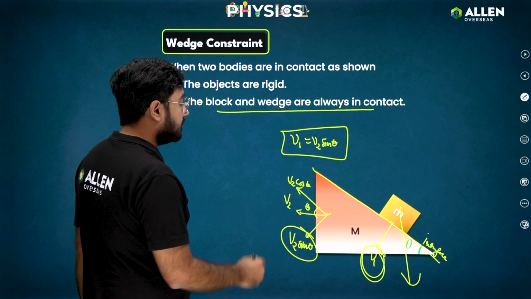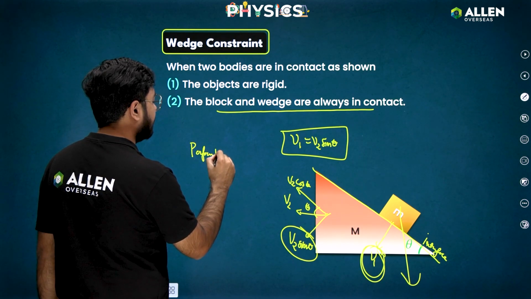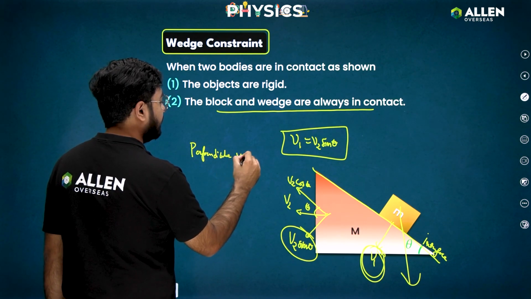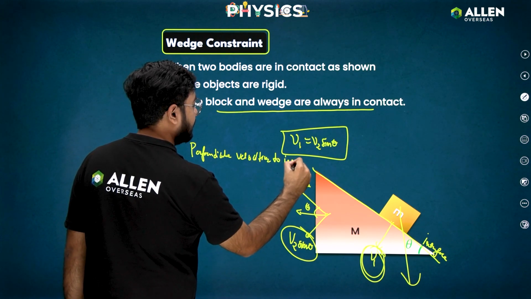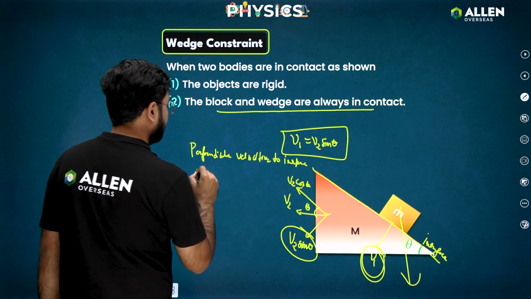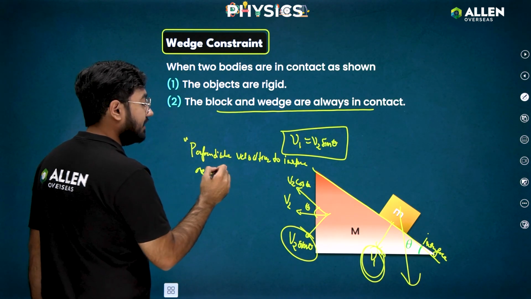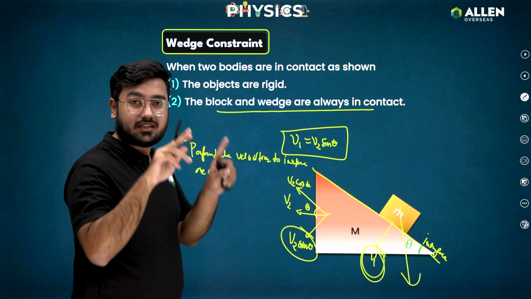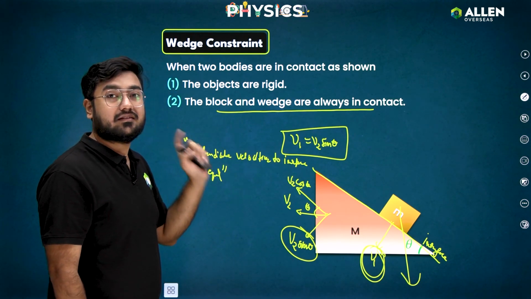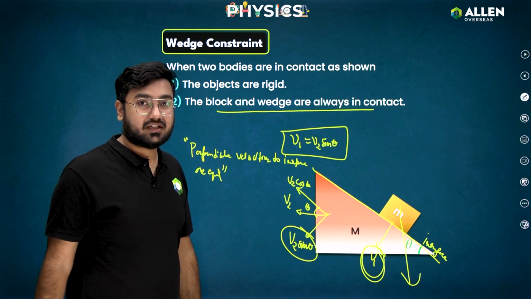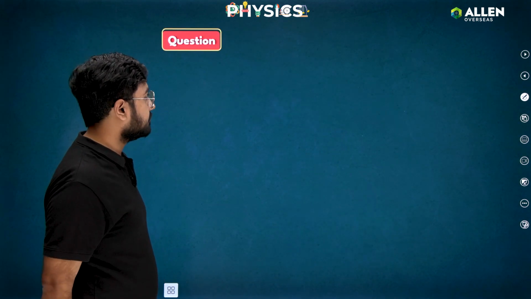So what we have to do? The perpendicular velocities to the interface are equal, right? So in the string constraint, we had the literal meaning that the length of the string is constant. Here we have the literal meaning that the perpendicular velocities to the interfaces are equal. So let us apply this to a question.